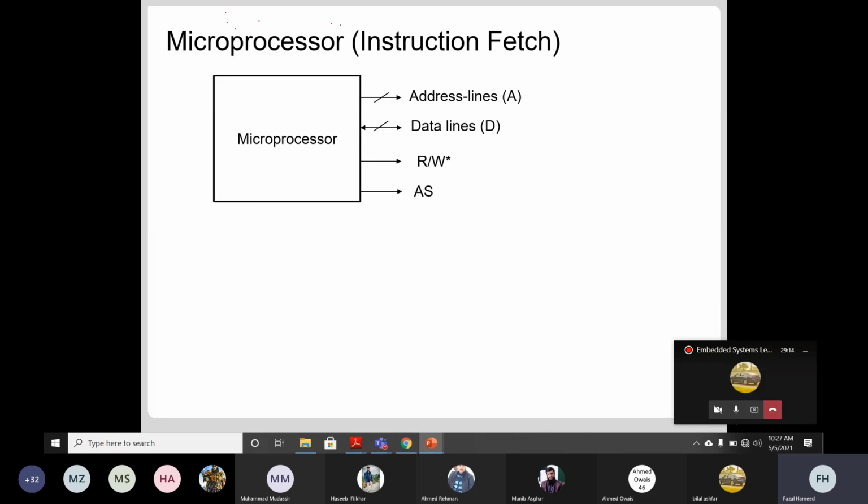Who will point to the location in memory? A will point to memory. But there is one register within a microprocessor that points to memory. There were two registers. One was MAR, the memory address register. And there was also one register called the program counter. If you remember, the program counter points to a location in memory.